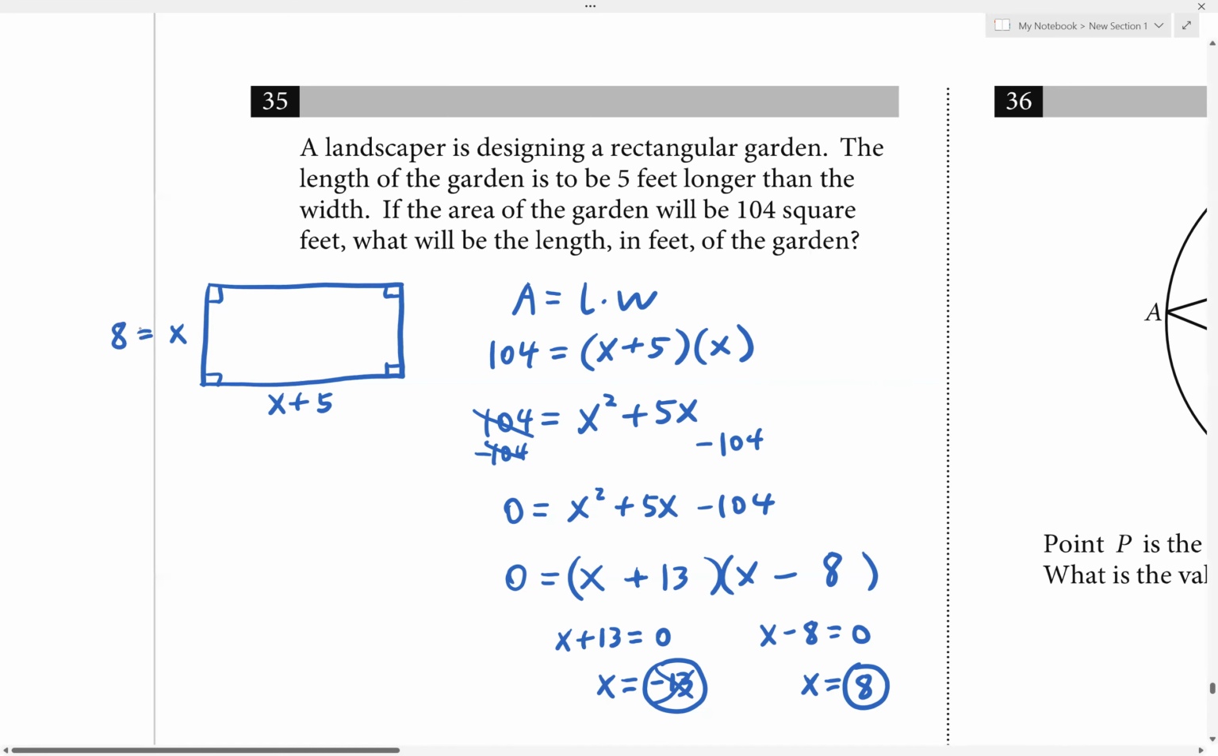But that's the width, right? So the question wants to know what will be the length. So for the length, we can just do x plus 5. Since x is 8, we'll do 8 plus 5, and that should give us 13. So it'll be 13 feet. That will be our final answer for question 35, which is 13.